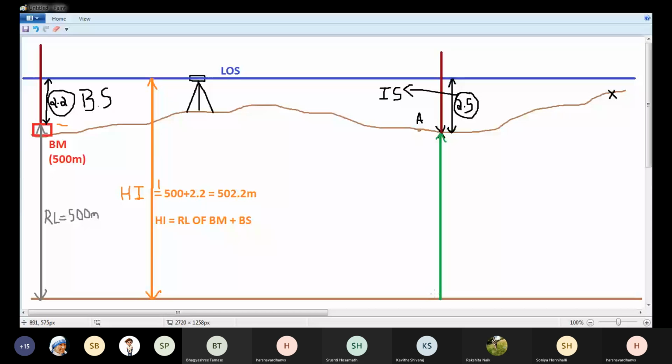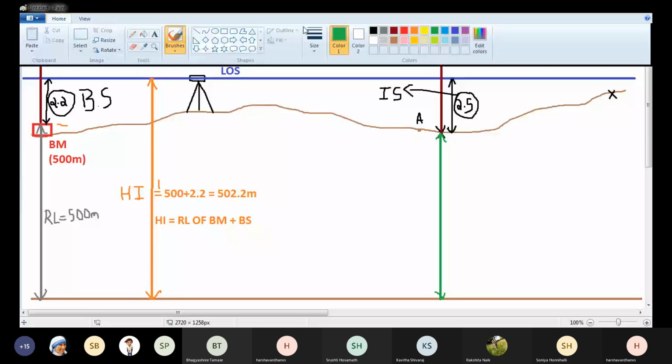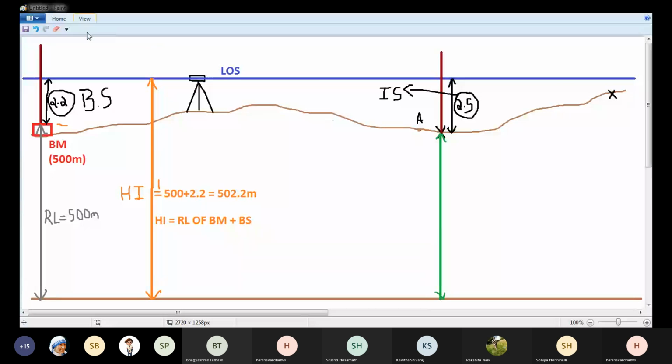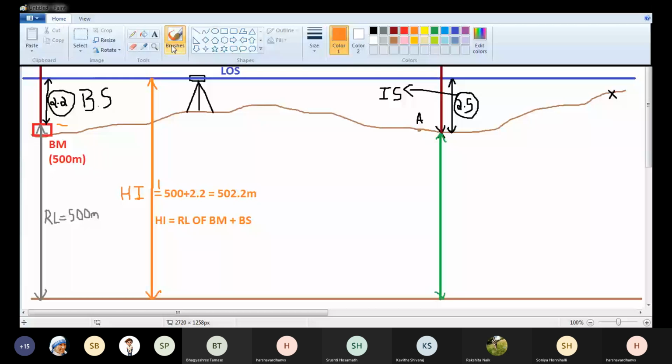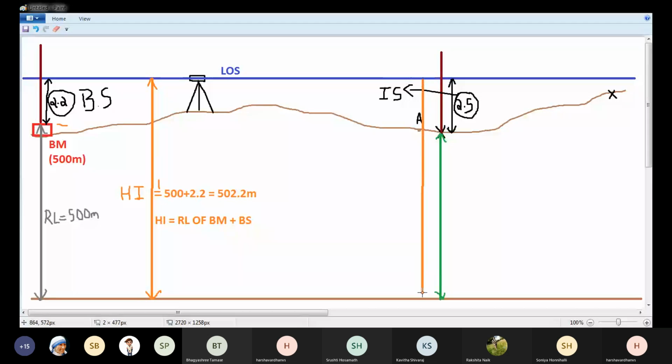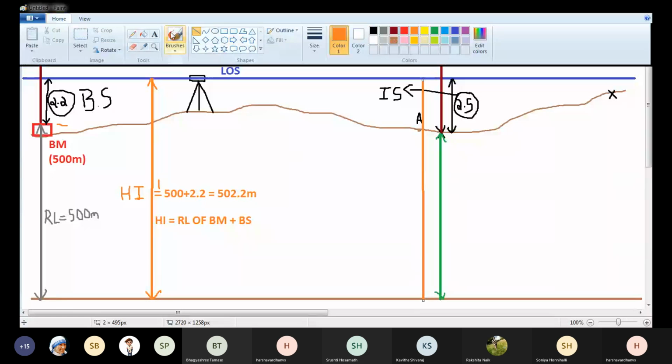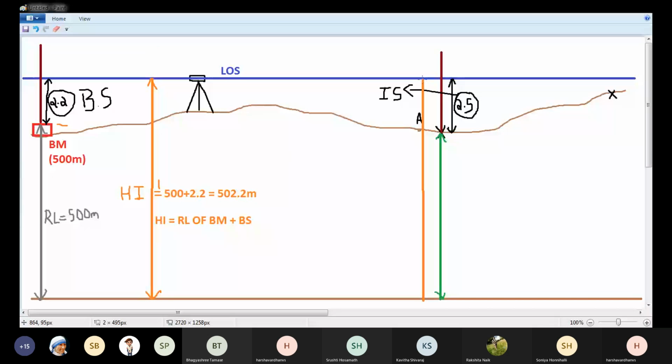Now, how do I find this vertical distance? I already know the height of instrument, that is, the elevation of line of sight. So I'll just mark it here. This is the elevation of line of sight, which is equal to 502.2. So by simple subtraction, you can find the RL of A. So this length is 502.2.